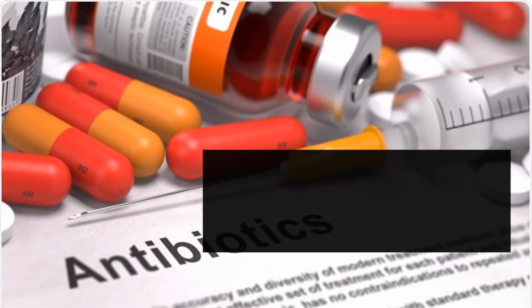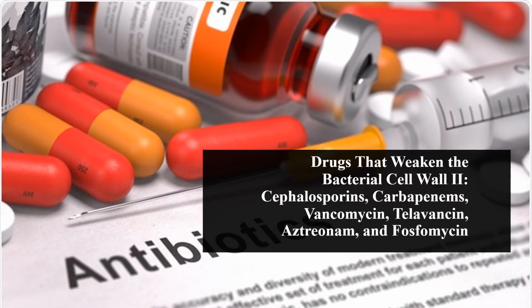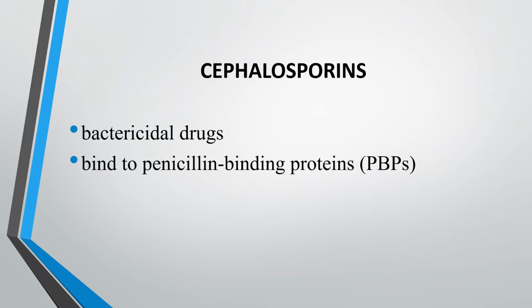Good day. Our topic for today are the drugs that weaken the bacterial cell wall: your cephalosporins, carbapenems, vancomycin, telavancin, aztreonam, and your fosfomycin. So your cephalosporins are beta-lactam antibiotics similar in structure and actions to your penicillins. These drugs are bactericidal and often resistant to beta-lactamases and active against a broad spectrum of pathogens.